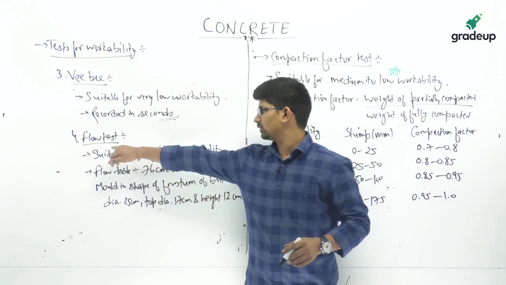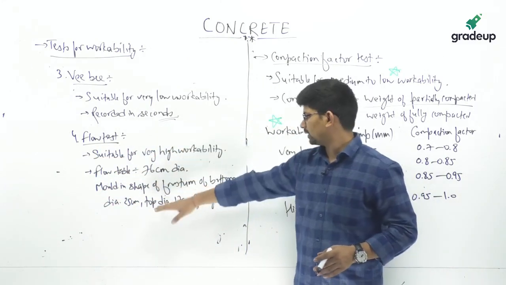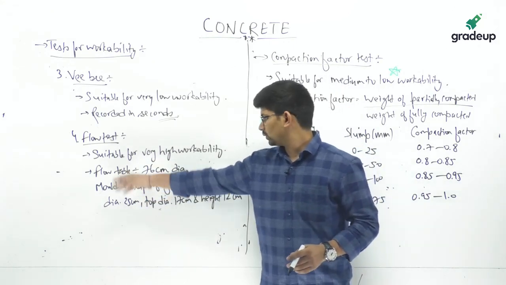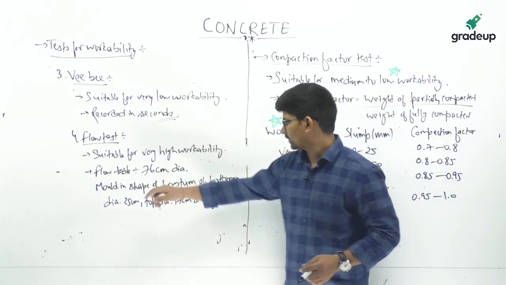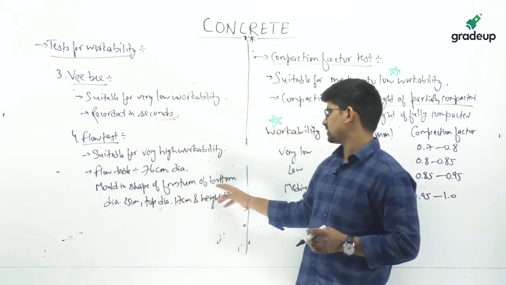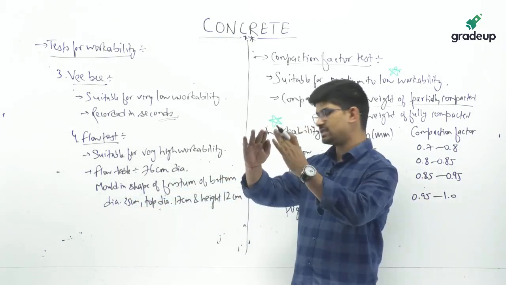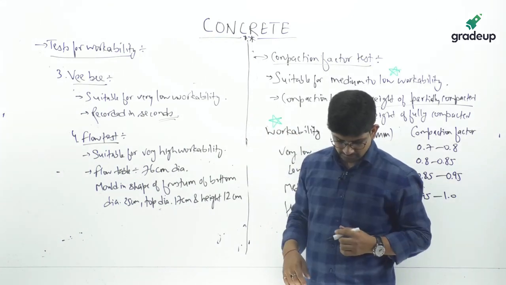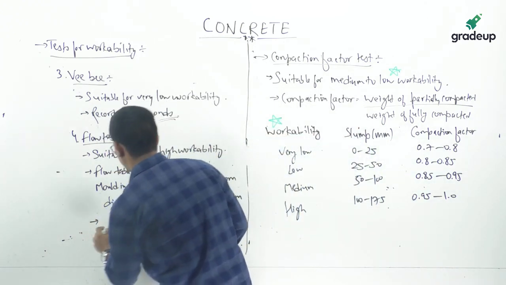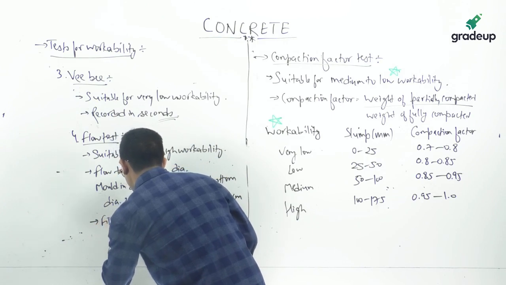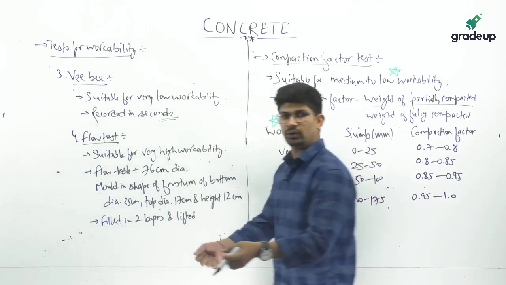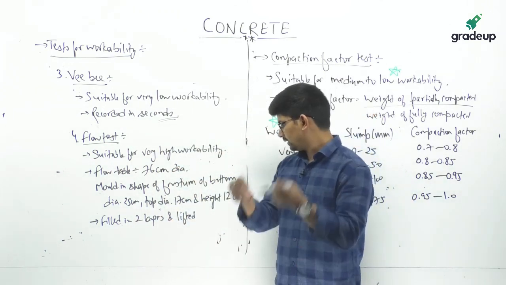See, the flow test you will not get in every content, so I am writing these values elaborately so that you can note them down and put them in your memory. So the flow table is of 76 centimeter dia, in circular shape. The mold in the shape of a frustum has bottom dia 25 centimeter, top dia 17 centimeter, and height 12 centimeter. Now it is filled in 2 layers and lifted.